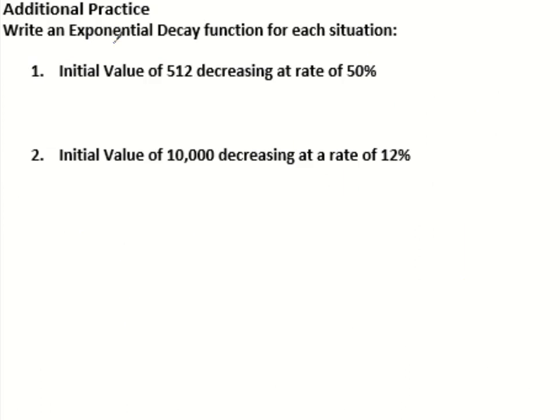So all I want you to do right here, though, is write 2 different exponential decay functions. Write one for this situation, write one for this situation. So pause it, write it, should be easy. For this one, initial value 512, decrease at a rate of 50%, so that's 1 minus 0.5, which is just going to be 0.5 to the power of x. Starting at 10,000, we're decreasing, so it's 1 minus 0.12, so that's going to give me 0.88 to the power of x.